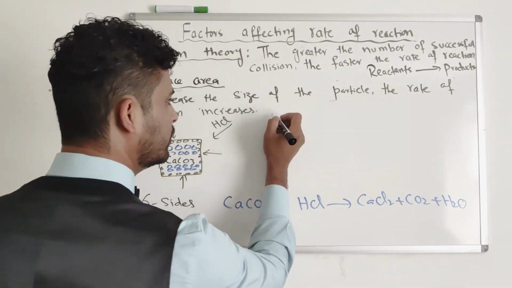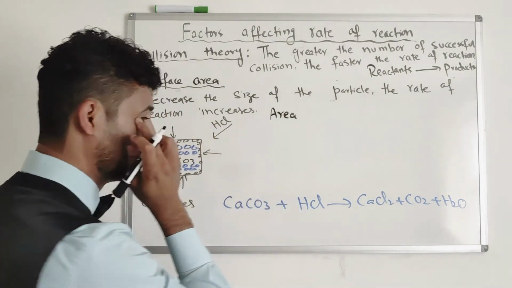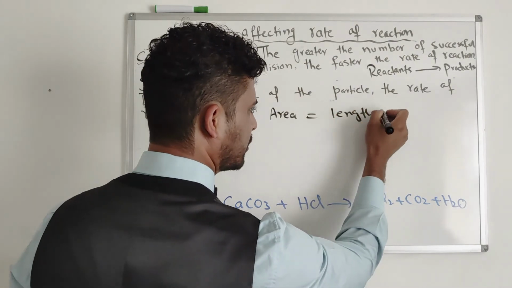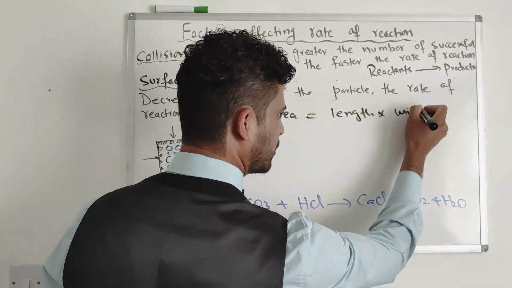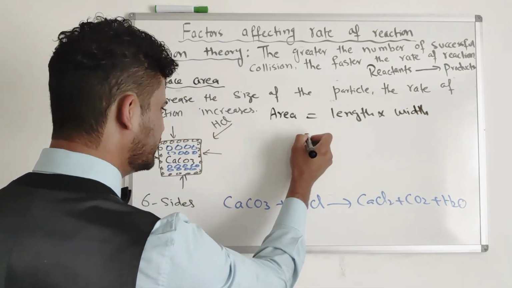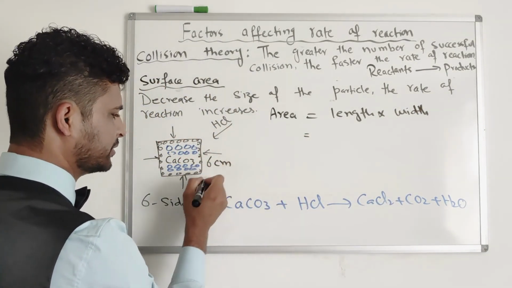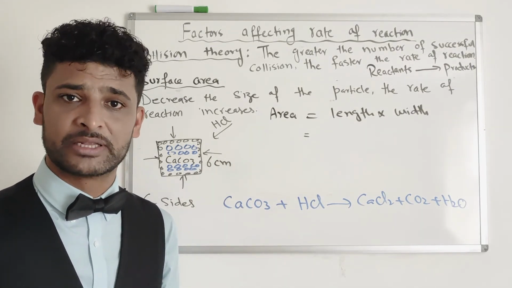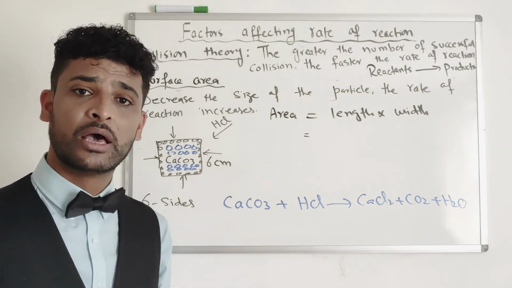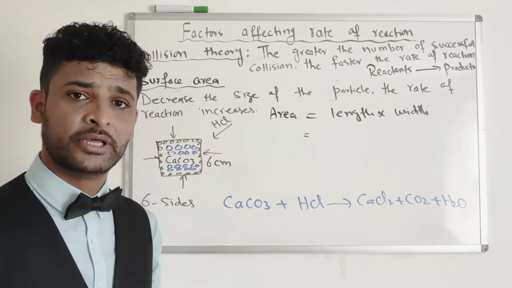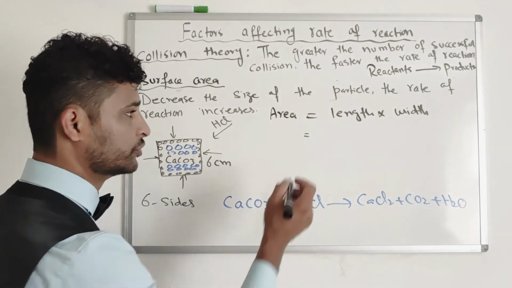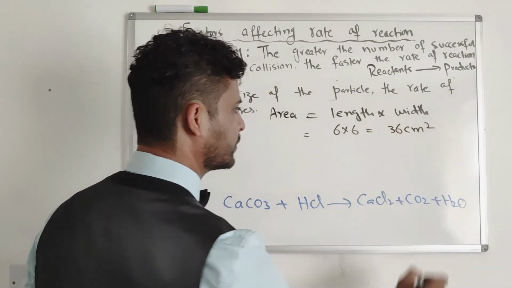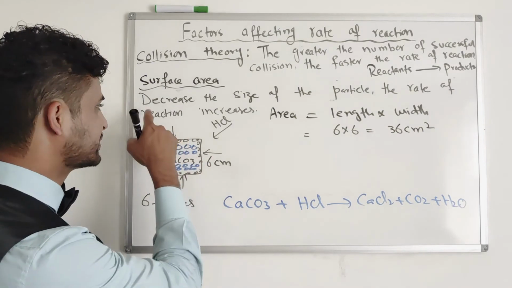In mathematics, you do know that you can use area as length times width. So for example, if this is a cube which has a 6 centimeter height, the rest of the sides will be the same as well. So do not get confused that they have only given you the height, or length, or width. If it's a cube, all the sides are the same. So you will do 6 times 6 and you will get the area for that.